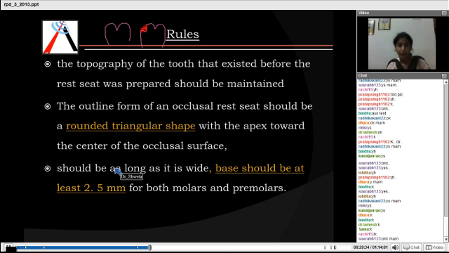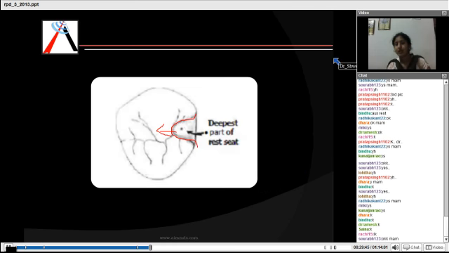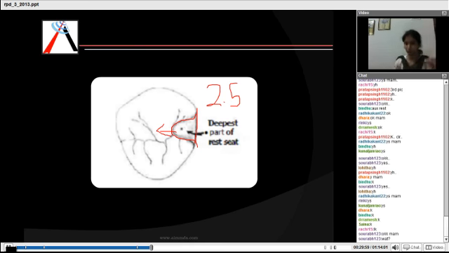Next, it should be as long as it is wide. Base should be at least 2.5 mm for both molars and premolars. So the base of your triangle should at least be 2.5 mm for your molars and premolars. So you understood, your apex should be rounded, triangular towards the occlusal surface and your base should be 2.5 mm wide and it should exactly simulate your normal tooth.